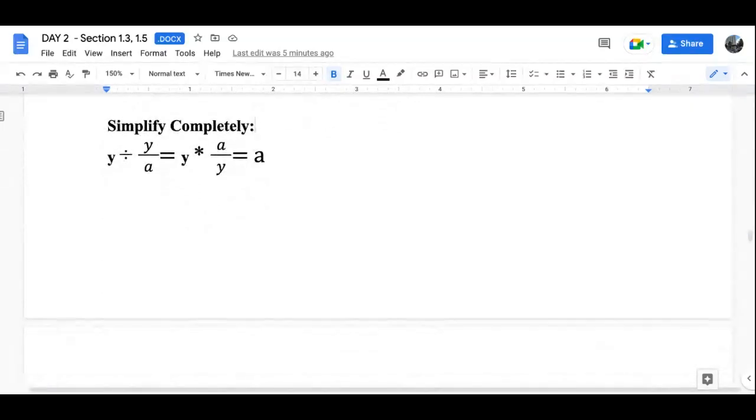Well, let's see with the letters. Let's see this one: y divided by y over 8. We do y multiplied by 8 over y. Numerator and denominator switch. And y over y, this y is the numerator, this y is the denominator, so y over y is 1. So we just get an 8.